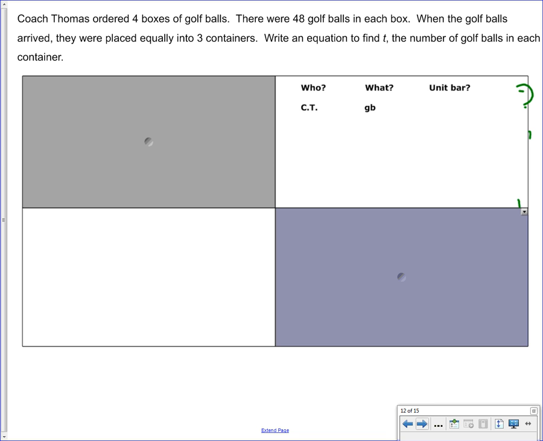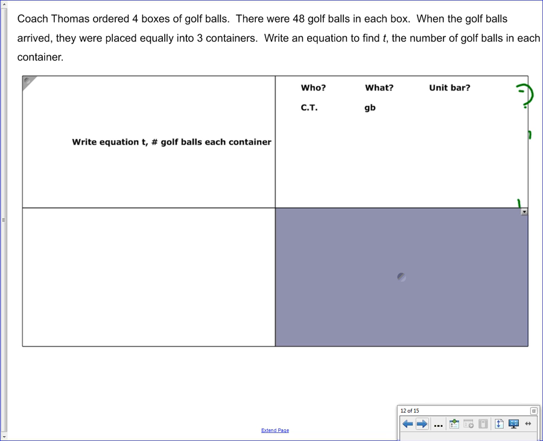Here's our first problem. Coach Thomas ordered 4 boxes of golf balls. There are 48 golf balls in each box. When the golf balls arrived, they were placed equally into 3 containers. Write an equation to find T, the number of golf balls in each container. So, they want us to write an equation and find T, the number of golf balls in each container. So we're going to reread and fill in our details.